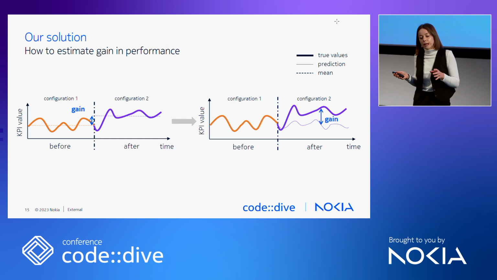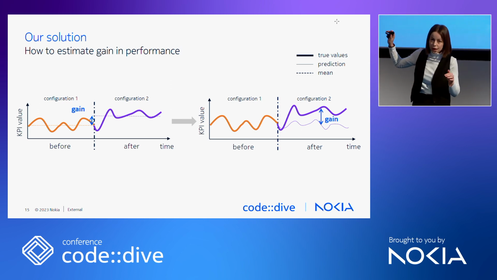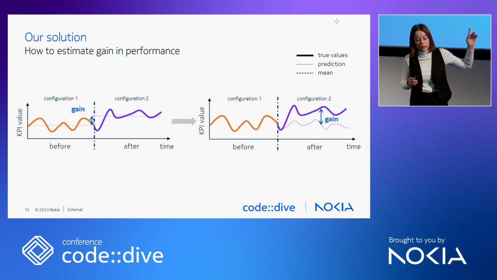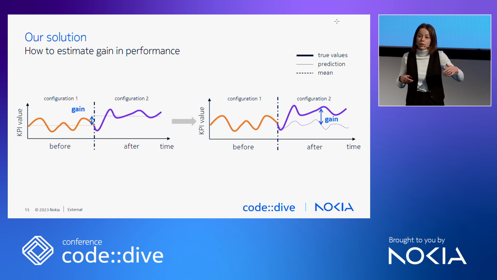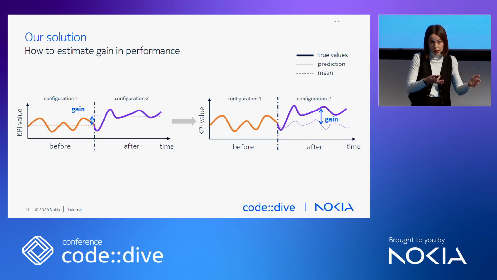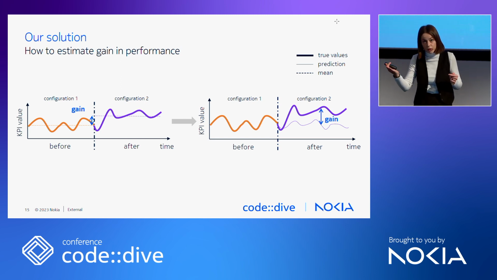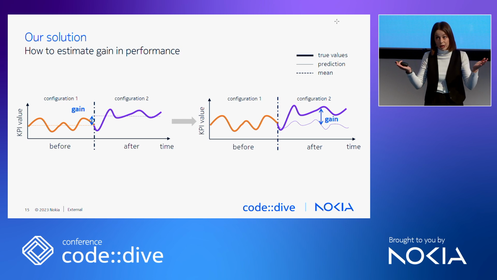On the left-hand side, the gain, so the increase in the performance, is given by the difference between the average value of the KPI from the period before and from the period after. However, on the right-hand side, the information about the gain will come from the difference between the predicted values of the KPI and actual measured values of this KPI. And this difference between the true values and the predictions is nothing else than just the error produced by the model.